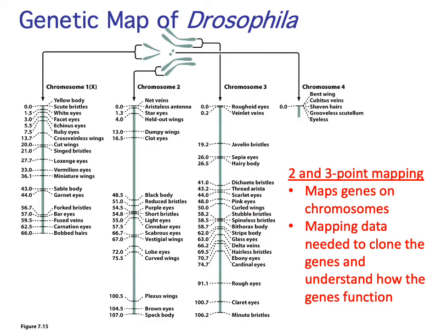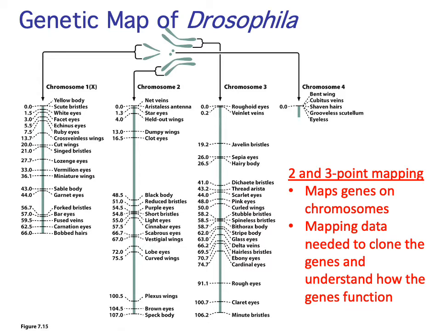So, for example, this would be a genetic map for Drosophila. Drosophila has only 4 chromosomes. So you can see that on chromosome 1 on the far left, yellow body is at the far tip of chromosome 1, and located nearby is scute bristles and then white eyes. So those 3 traits are quite close together, and they would probably tend to travel together in terms of being passed on as alleles from parent to offspring.